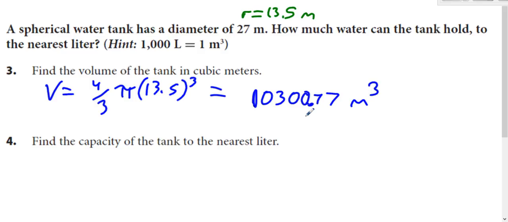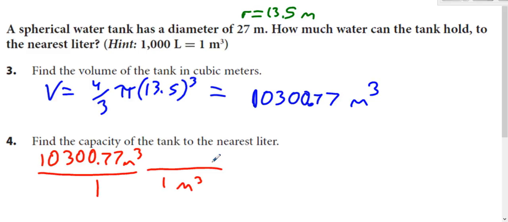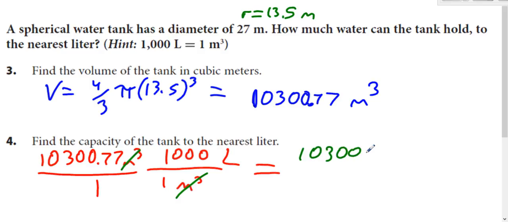And then to find the capacity of the tank to the nearest liter, 1,000 liters is 1 cubic meter. So just write it out as a conversion. So we need the 1 cubic meter in the denominator, so it will cancel. So 10,300,770 liters.